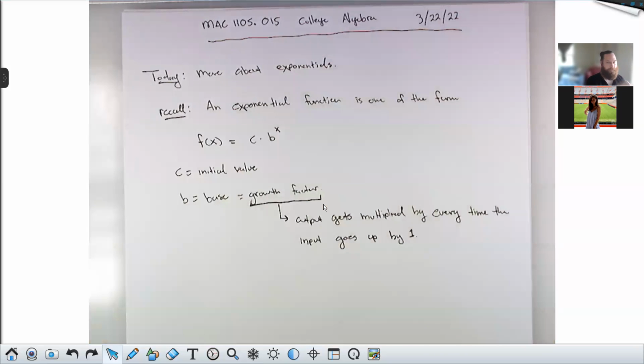The growth factor is the thing that you multiply the output by. This is the number that the output gets multiplied by every time the input goes up by 1. So with a linear function, you add some constant to the output every time the input goes up by 1. That constant is called the slope. With exponential functions, you multiply the output by some constant every time x goes up by 1. So if you have a function that's something times 2 to the x, then every time x goes up by 1, you're multiplying by 2. If you have something like 3 times 5 to the x, every time x goes up by 1, the output gets multiplied by 5.